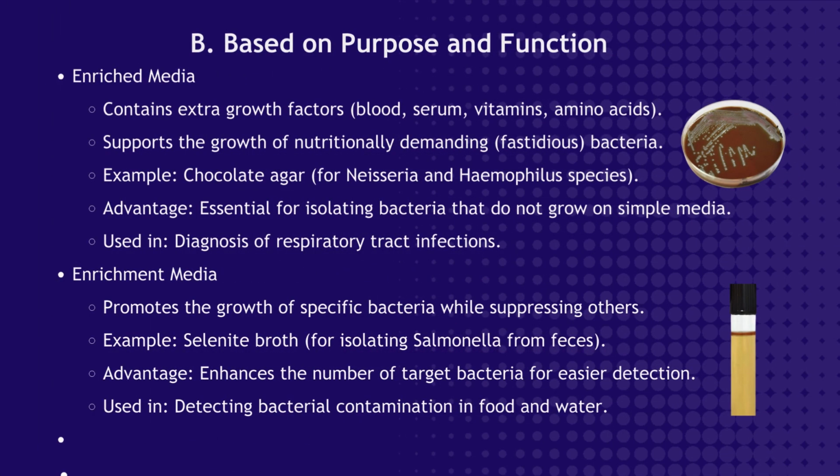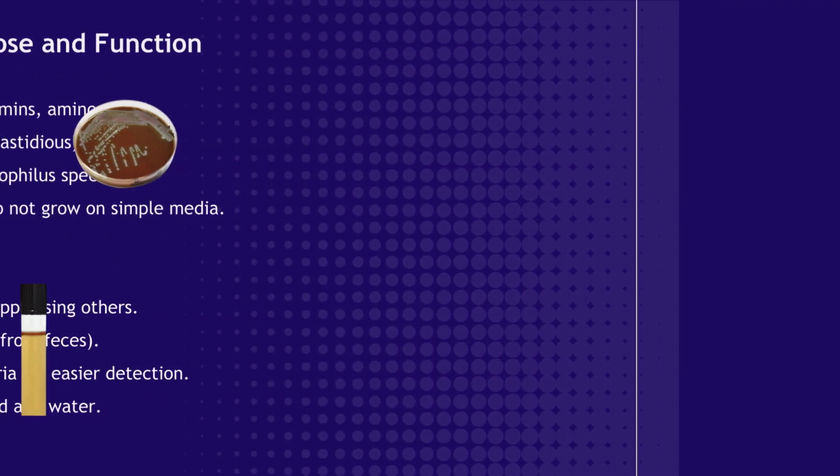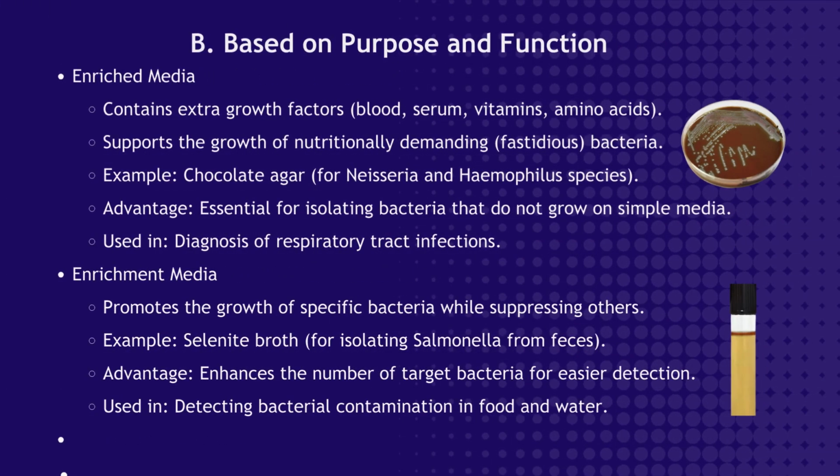Enriched media contains extra growth factors, blood serum, vitamins, amino acids. Supports the growth of nutritionally demanding fastidious bacteria. Example: chocolate agar for Neisseria and Haemophilus species. Advantage: essential for isolating bacteria that do not grow on simple media. Used in diagnosis of respiratory tract infections.